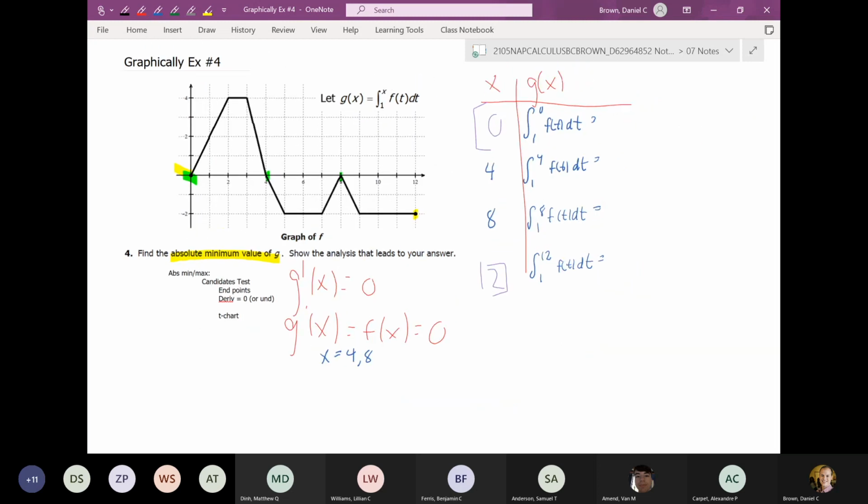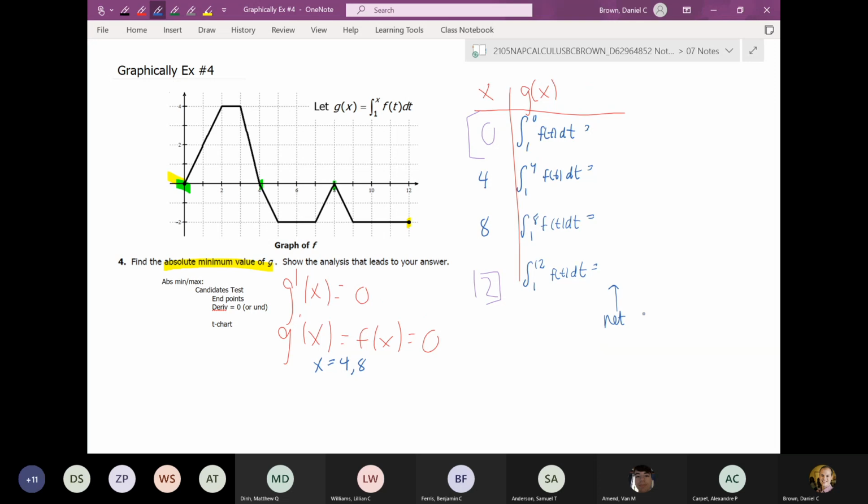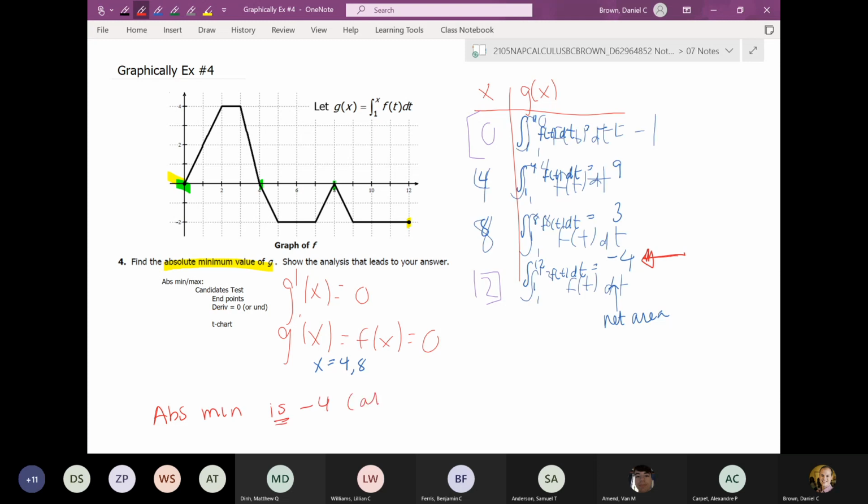And again, when I'm working on these, all of these answers are coming from the net area. The answers you should have gotten are -1, 9, 3, and -4. Again, all these are being measured from x equals 1. So then your answer for find the absolute minimum value: we will say that the absolute minimum is, you're looking for the lowest value, so the absolute minimum is -4. It is located at, and now it sinks so you can't read any of that, x equals 12.